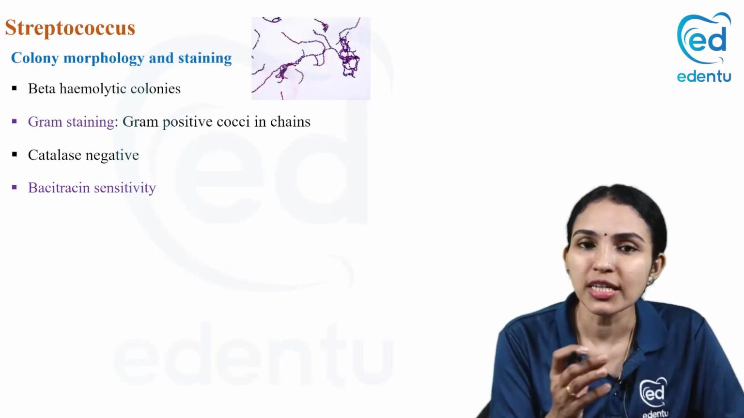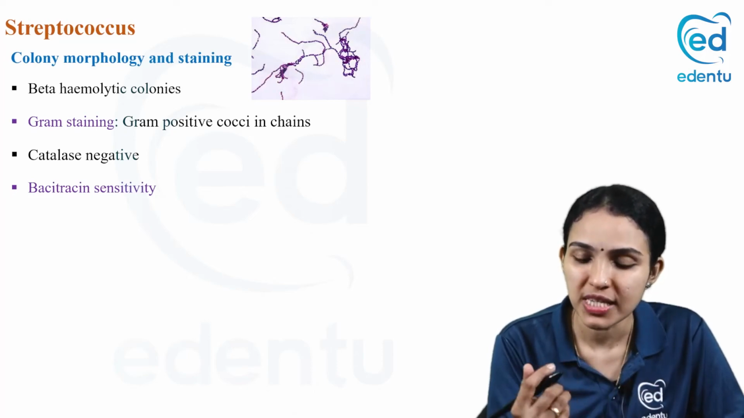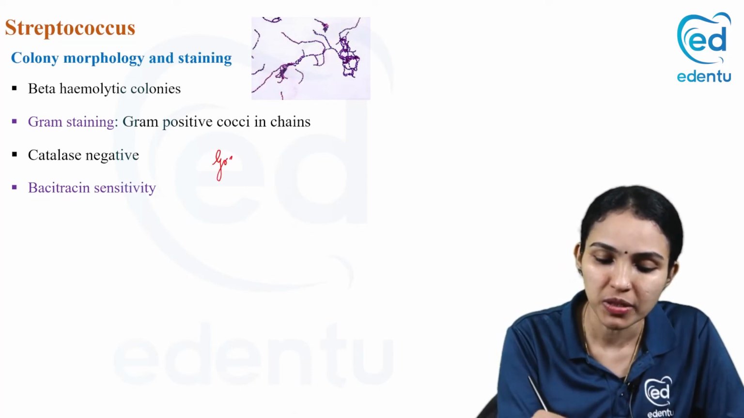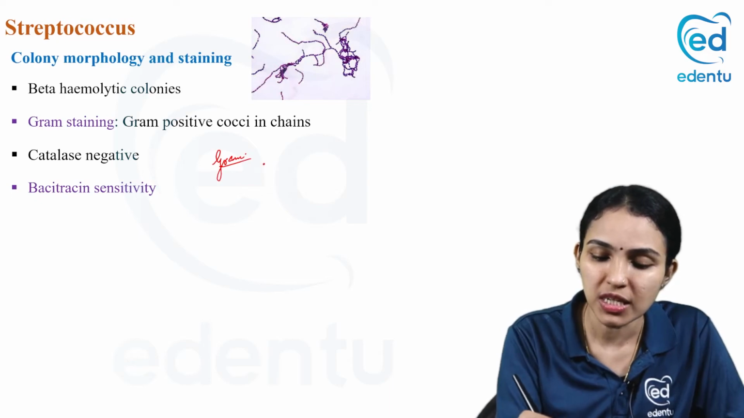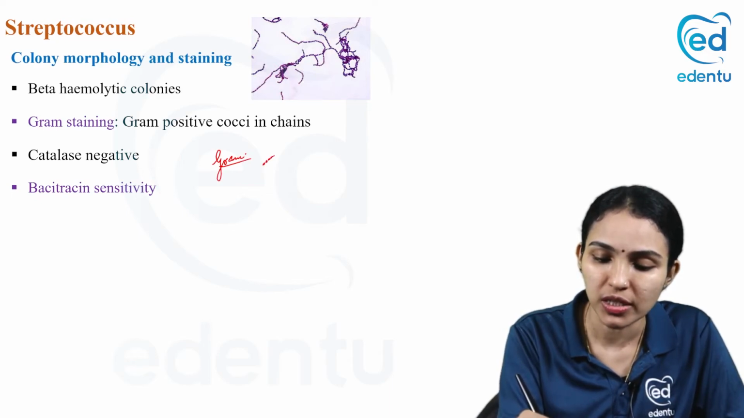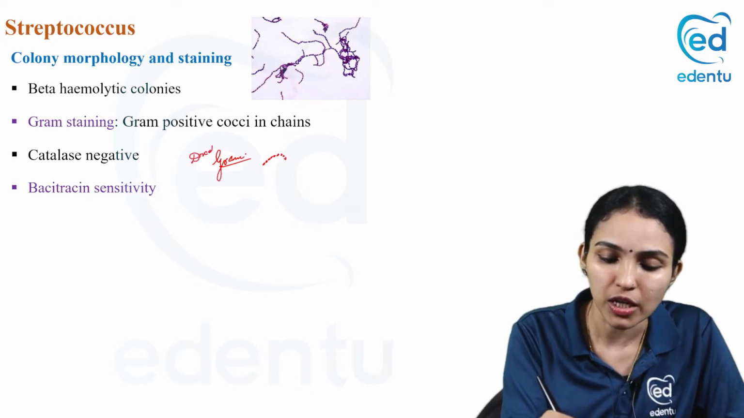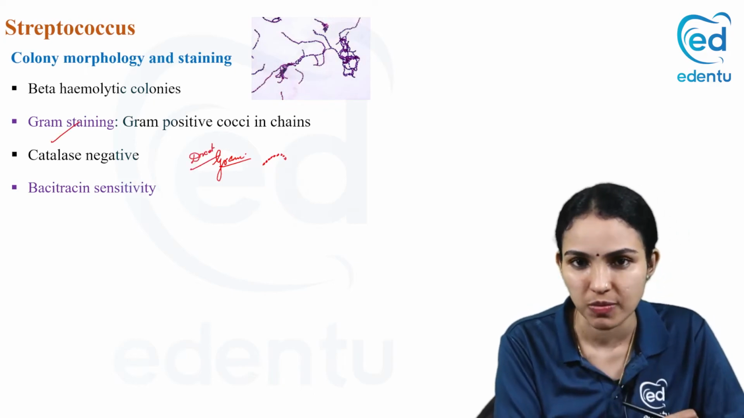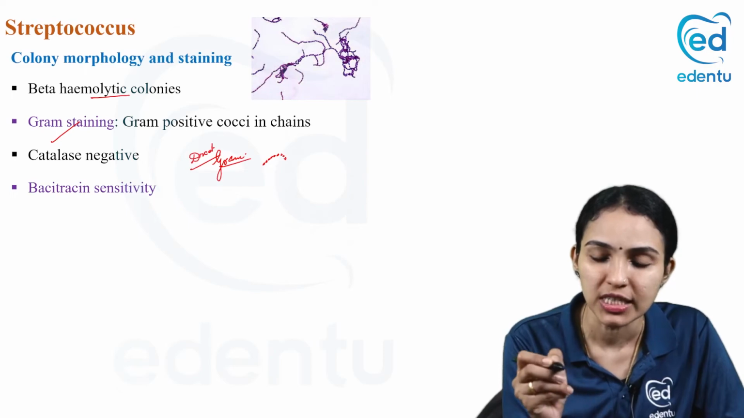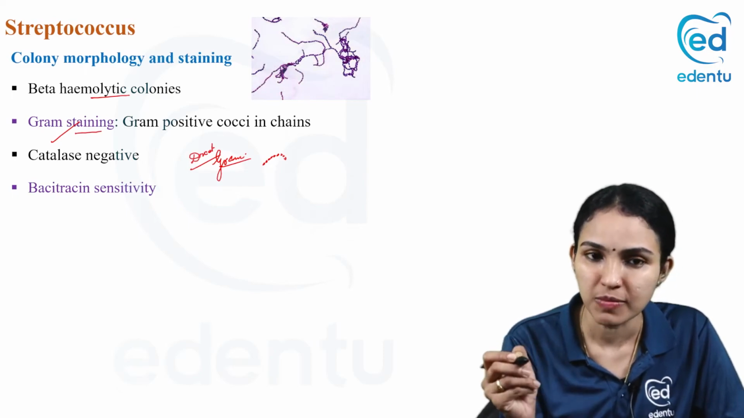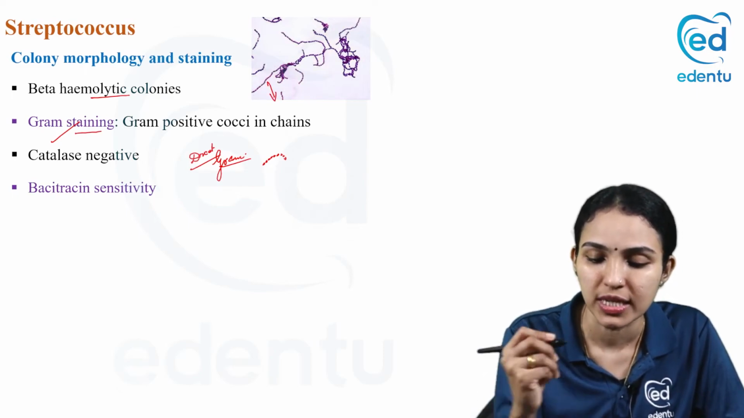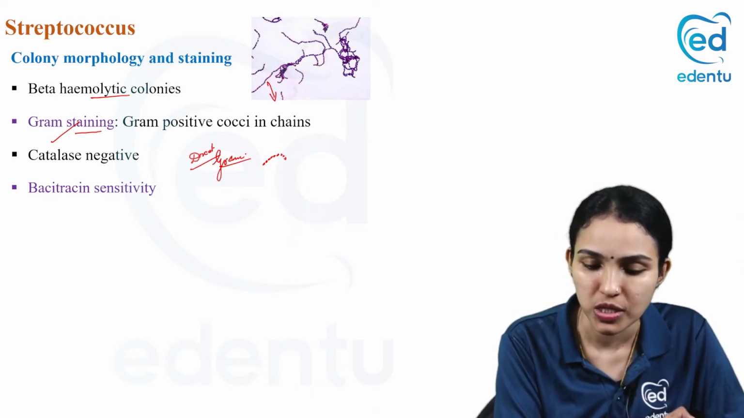So initially, before culture, what will you do with the samples at first? Always your first point should be gram staining. So in gram staining, you're going to see gram-positive cocci in long chains. So directly you can do gram staining, and also from the colonies you can perform gram staining. So colonies will be beta hemolytic, and when you perform gram staining from the colonies, this is how it looks like, long chains of gram-positive cocci.